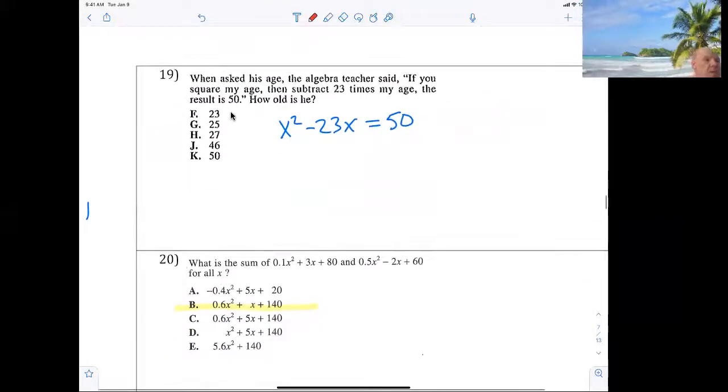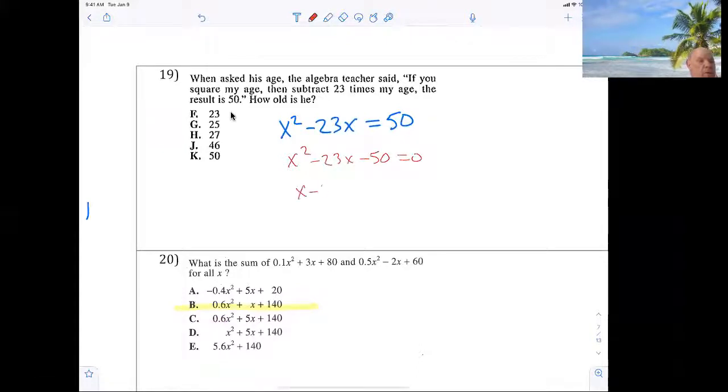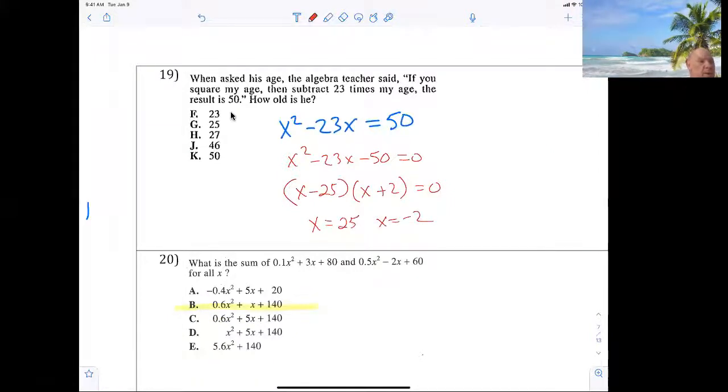Now 19 again, just setting it equal to 0. x squared minus 22x minus 50. So that was x minus 25 and x plus 2. So x is equal to, negative? It can't be negative, your age can't be negative. So 25.